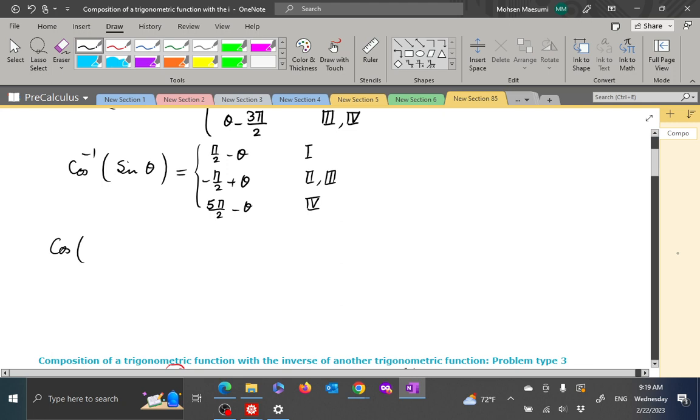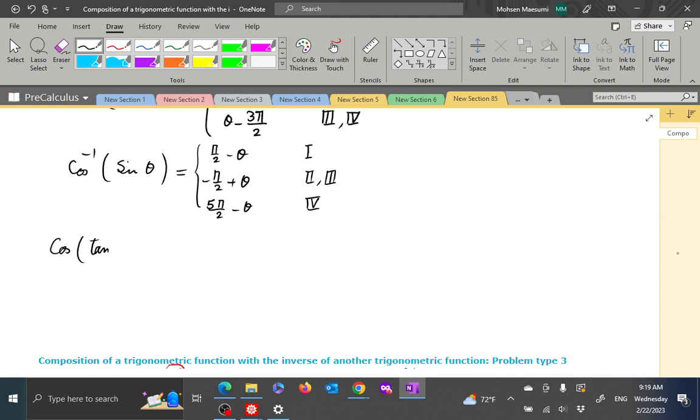Cosine of tangent inverse of x. We are going to have questions like this in the next lecture, but try to see if you can convince yourself that this is the case. Again, by geometry, this is going to be the easiest. Sine of tangent inverse of x, x is any number. So it's x over radical 1 plus x squared.